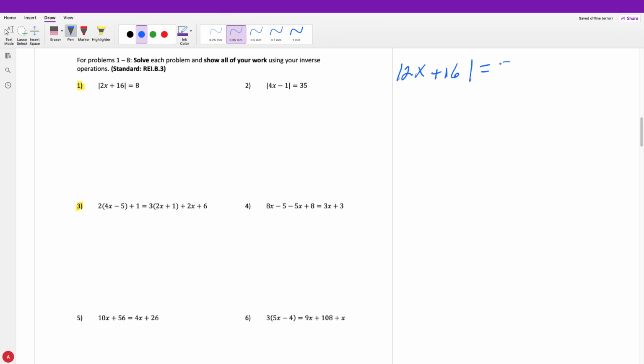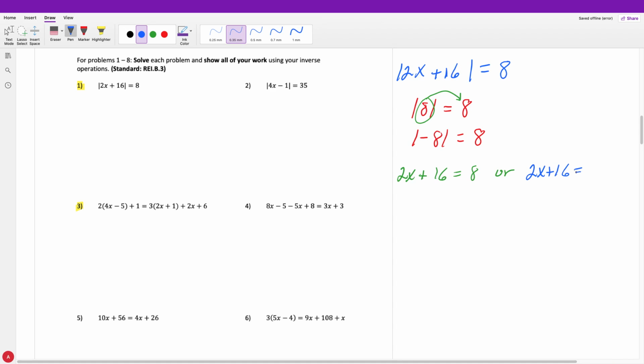Now remember, when we have absolute value questions, the absolute value of 8 is equal to 8, and the absolute value of negative 8 is also equal to 8. So this is going to create two separate equations that we need to solve. The first one is 2x plus 16 is equal to a positive 8, because a positive 8 will give us the absolute value of 8. Or 2x plus 16 can also be equal to negative 8, because the absolute value of negative 8 will also give us 8 as an answer.